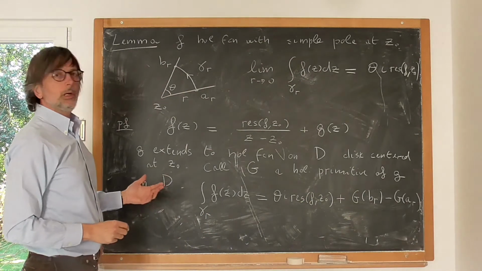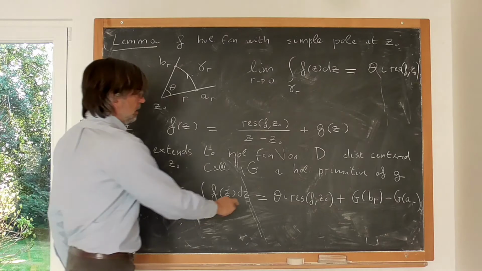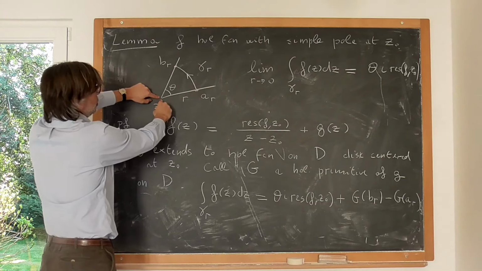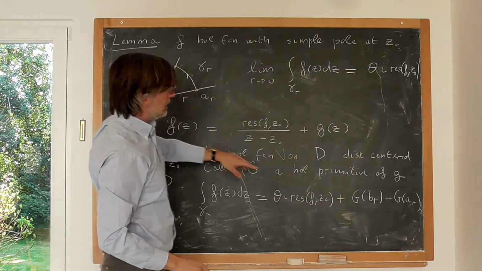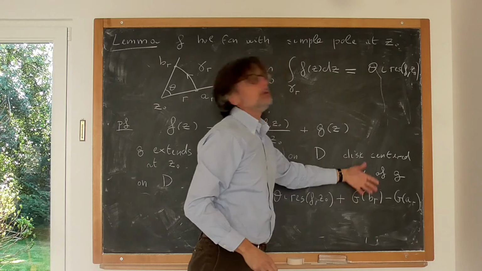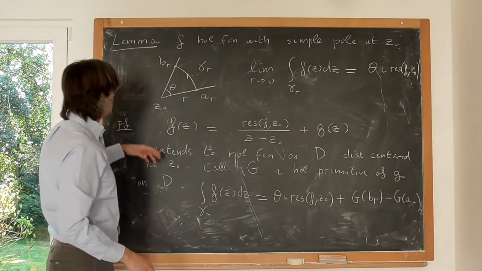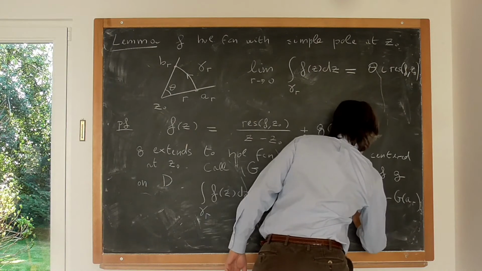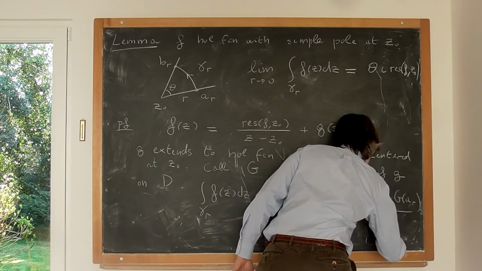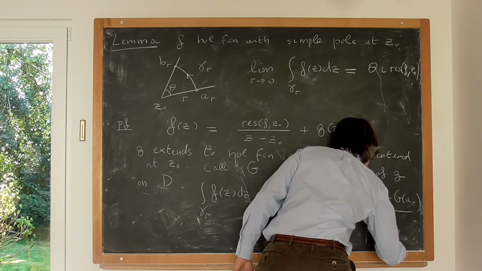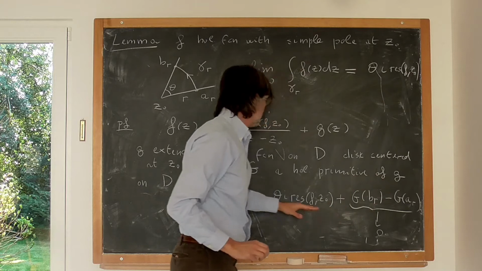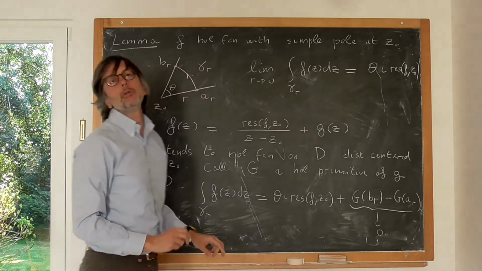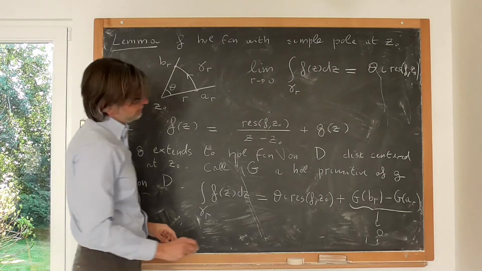And now let's see what happens when R goes to 0. BR and AR both converge to z0. And the primitive big G is well defined, it's a continuous function also at z0, so this difference goes to 0. They both converge to G of z0. So if this goes to 0, here we find exactly theta i times the residue. So this proves the lemma.